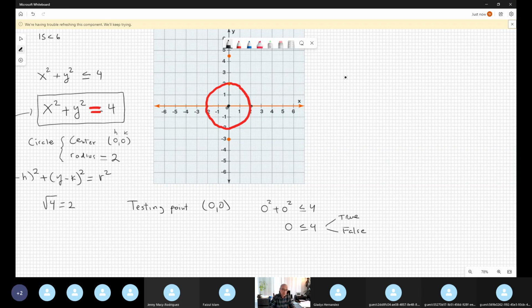A ver, es true, es obvio que es true. Remember, that symbol is equivalent to say less than or equal. When you have a logical statement connecting by or, to be true, we need only one statement true.